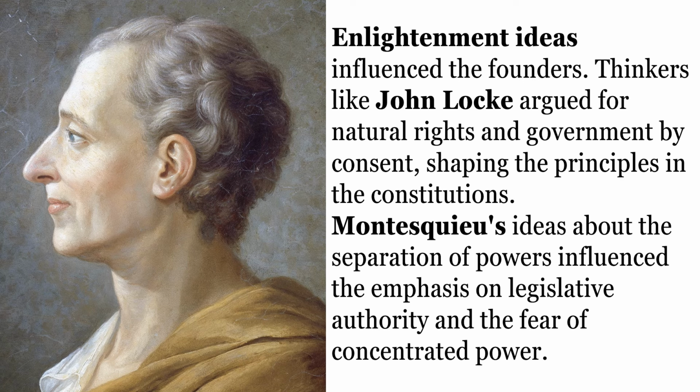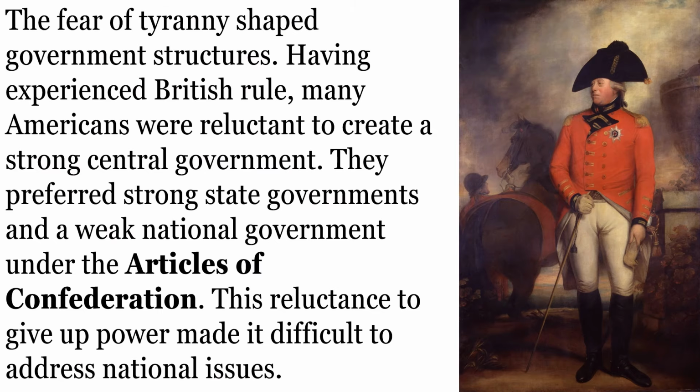Thinkers like John Locke argued for natural rights and government by consent, shaping the principles in the constitutions. Montesquieu's ideas about the separation of powers influenced the emphasis on legislative authority and the fear of concentrated power. The fear of tyranny shaped government structures. Having experienced British rule, many Americans were reluctant to create a strong central government. They preferred strong state governments and a weak national government under the Articles of Confederation. This reluctance to give up power made it difficult to address national issues.